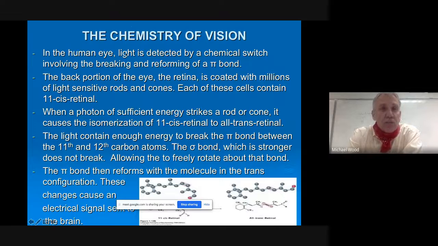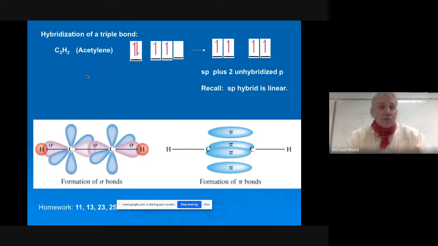We're talking about sigma bonds and pi bonds. In the human eye, light is detected by a chemical switch involving the breaking and reforming of pi bonds. Pi bonds are weaker. The back portion of the eye, the retina, is coated with millions of light-sensitive rods and cones. Each of these cells contains 11-cis retinal. I know it's difficult for you to see this, but it's kind of fascinating how this works. When a photon of sufficient energy strikes a rod or a cone, it causes the isomerization of the 11-cis retinal, so there's a change in how the molecule is connected. The light contains enough energy to break the pi bond. The sigma bond, which is stronger, does not break, allowing the molecule to rotate freely about that bond. The pi bond then reforms with the molecule in the trans configuration. This causes an electrical signal to be sent to the brain. I just think it's fascinating how that works with sigma bonds and pi bonds.